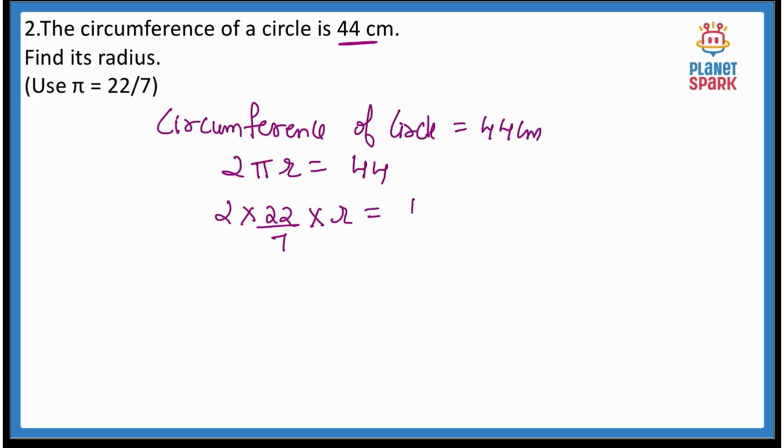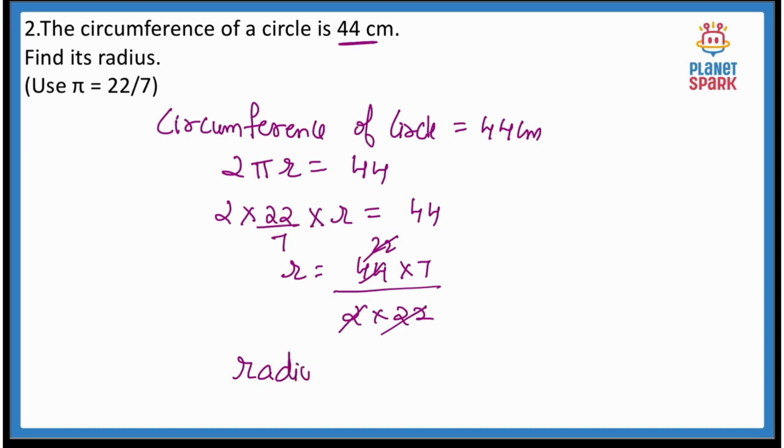So 2 into 22 is multiplied on LHS. If I take it to RHS, it would be divided. 7 is divided on LHS. If I take it to the other side, it will be multiplied. So on cancelling all this, I will get radius is equal to 7 centimeter. So the radius of the circle with circumference 44 centimeter is 7 centimeter.